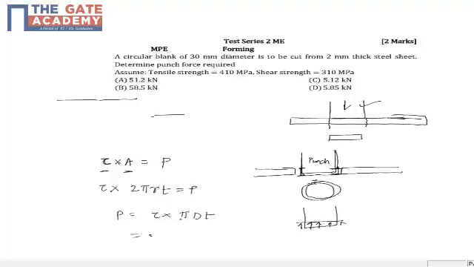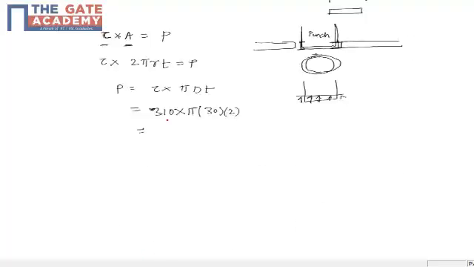Tau is my shear strength, 310 MPa, into pi, diameter is 30, thickness is 2. I have diameter and thickness in mm, and this tau is in MPa, Newton per mm square. So ultimately when I multiply, I'll be getting newtons. So 58430 newtons, roughly 58.43 kilonewtons. So 58.43 kilonewtons is the punch force you need to apply in order to execute this task. This is basically a question from strength of materials. Thank you.